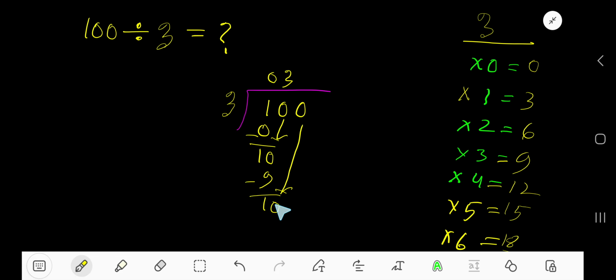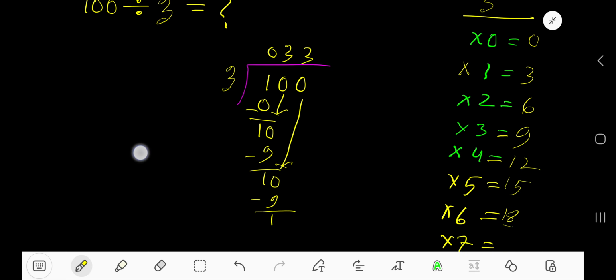3 goes into 10 how many times? Actually 3 times. 3 times 3, 9. Subtract, you are getting 1. So these 0s don't have any value. So your answer is 33 remainder 1.